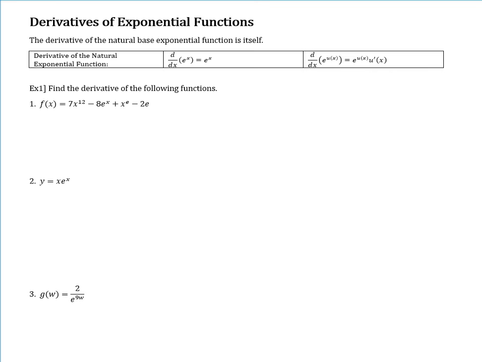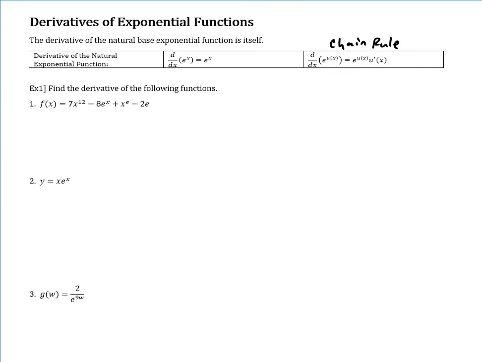So for this rule, we have the derivative of the natural base exponential function. The derivative of e to the x is e to the x. So it's its same old self. Whereas this portion is the chain rule with that e base.